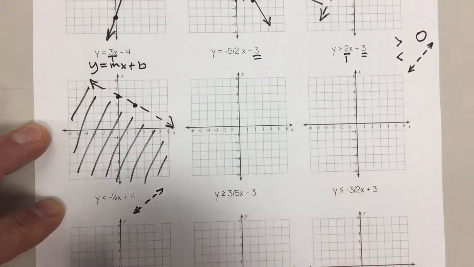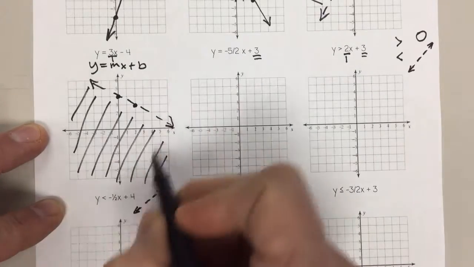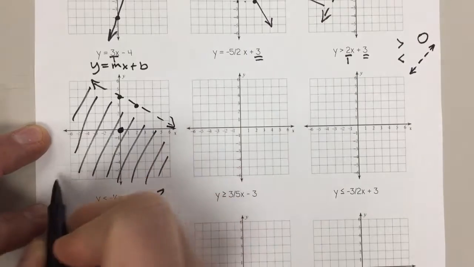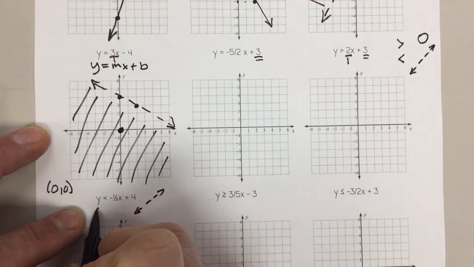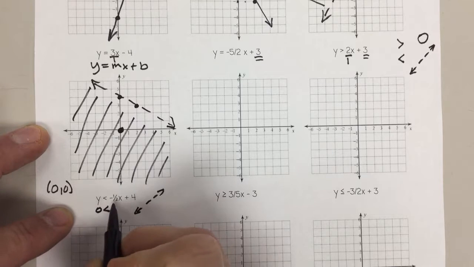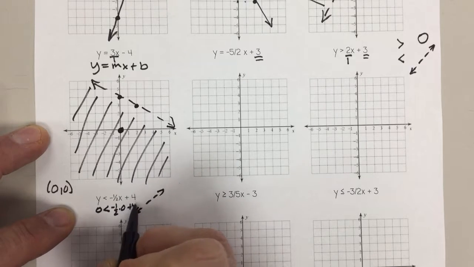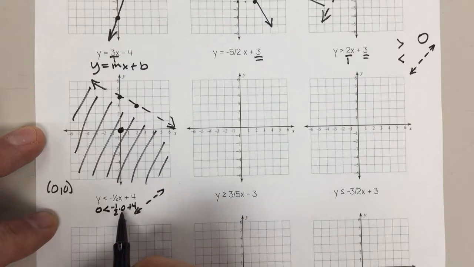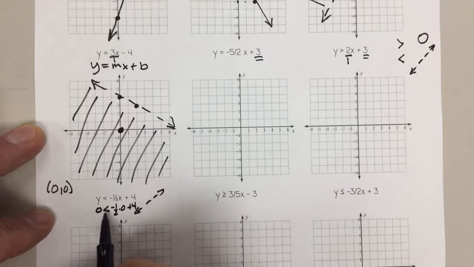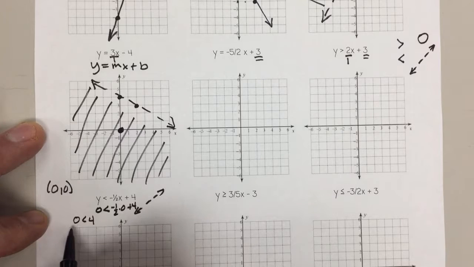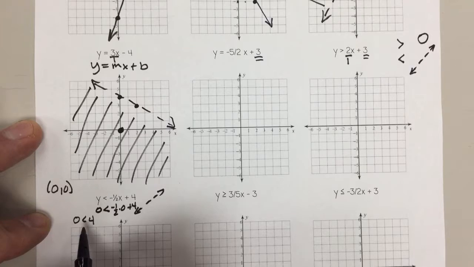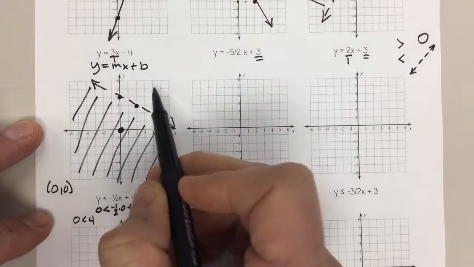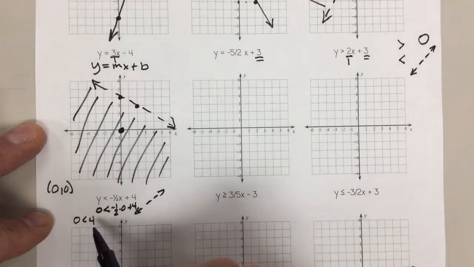And what do I mean by work in the equation? Let's pick a point down here, and I'm going to pick an easy one, the origin, which is 0, 0. If I plug 0, 0 into this inequality, I get 0 for y is less than negative a half times 0 plus 4. Well, negative a half times 0 is simply 0. So I'm left with 0 is less than 4. That is a true statement. 0 is less than 4. So every point below this line would give me a true statement if I plugged it into this inequality. Any point up here would give me a statement at the end that was false.